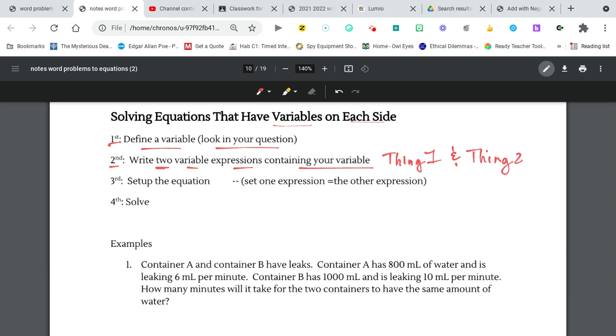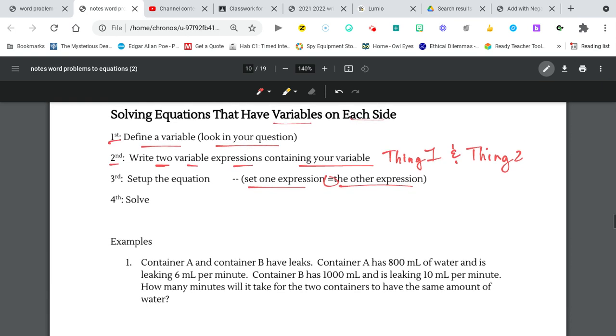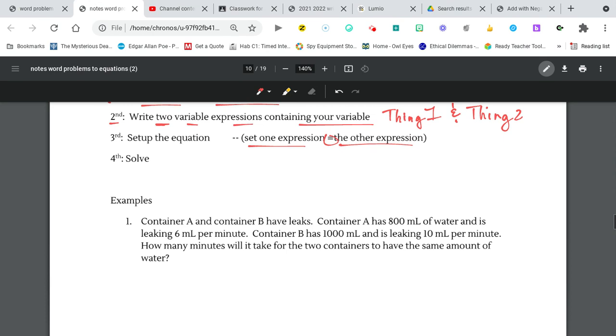All right, the third thing you're going to do is set your equation up. And to set these equations up, what you do is you set one expression equal to the other expression, and then you solve it, just like you would any other equation that has variables on both sides. So I'm going to start off with number one and just show you an example of what I'm talking about and show you just how easy this is.